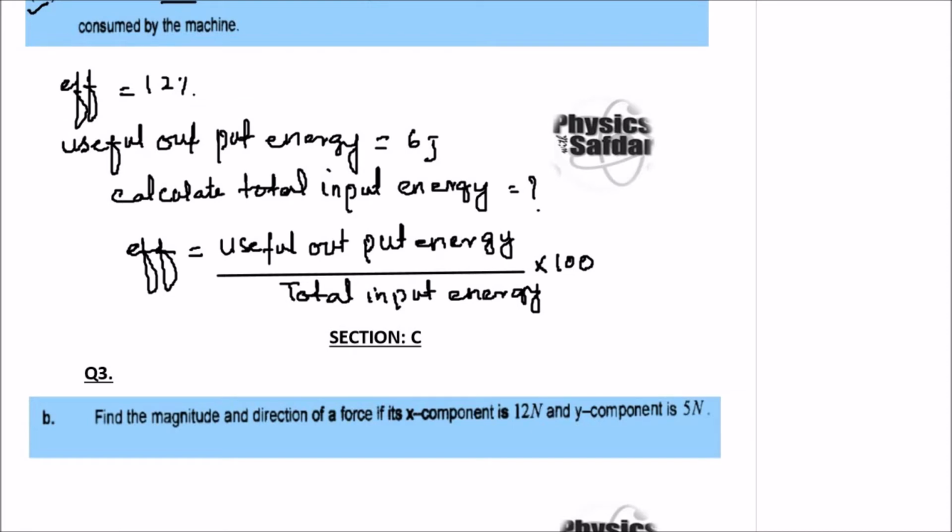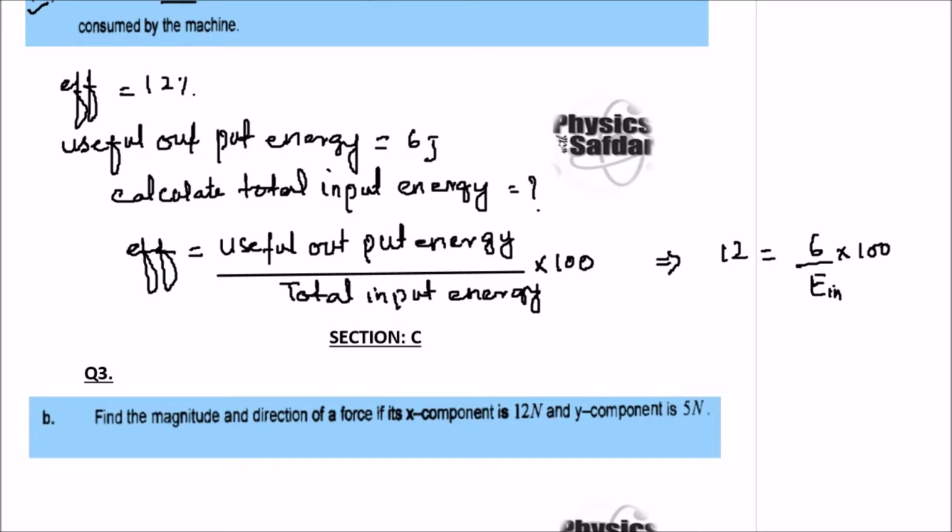This is the formula of efficiency. Now you can substitute the values. The efficiency is given 12 is equals to, at the top, useful output energy, that is 6 joules, divided by total input energy. I am going to write with the symbol E. We need to calculate this energy in times 100.